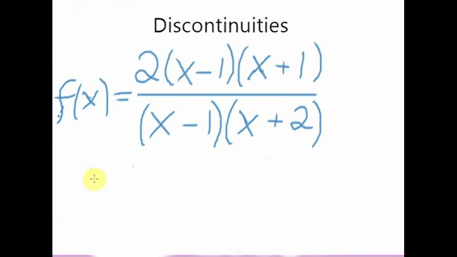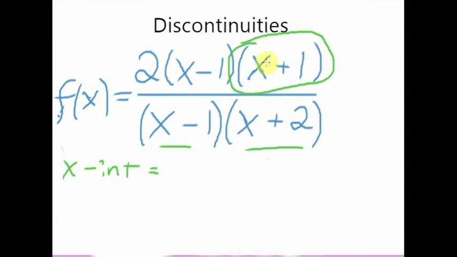Next we have the x-intercept. In order to be an x-intercept, a solution on the top must not match a solution on the bottom. Here, only x is equal to -1 is not matched by the bottom. So our x-intercept is -1 and our point is -1, 0.